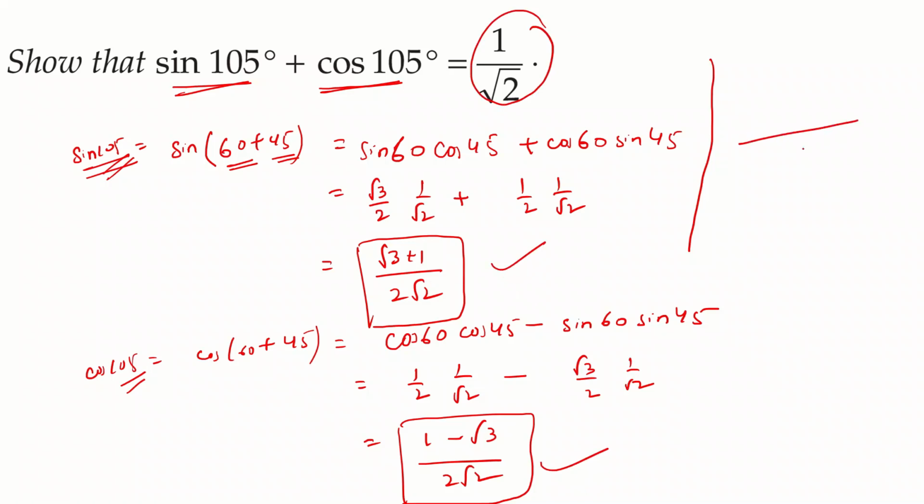Okay, so if you add them, you get 2 root 2 in the denominator, the common denominator, root 3 plus 1 minus root 3. So root 3 and root 3 get cancelled out. What you are left with is 2 by 2 root 2, and then 2 and 2 get cancelled out, and what you are left with is 1 by root 2. So this proves the result.